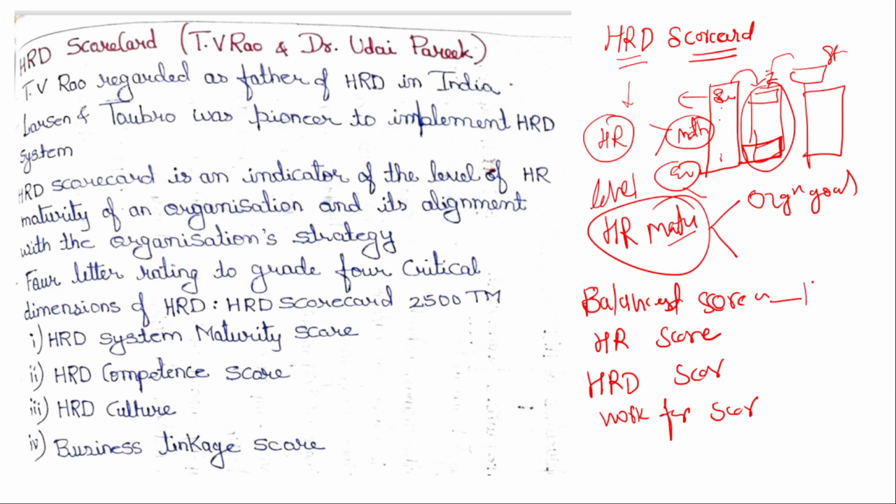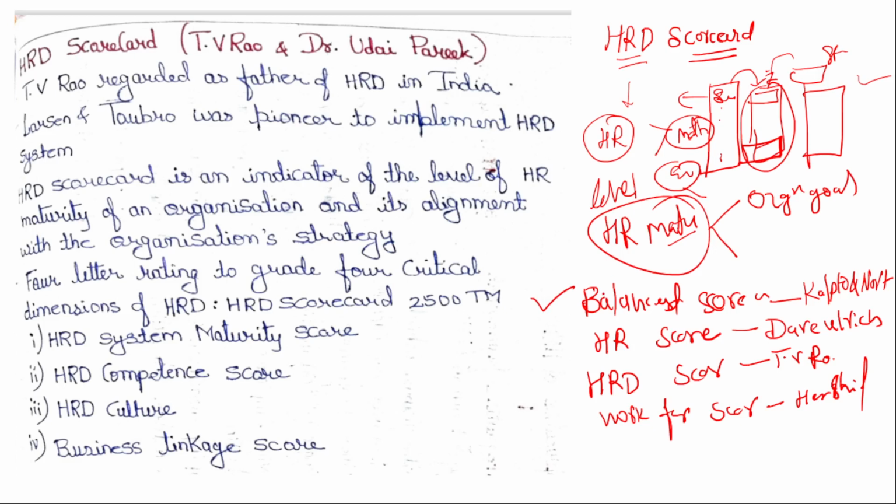The balanced scorecard was given by Kaplan and Norton, authors you need to remember. The HR scorecard was given by Dave Ulrich. The HRD scorecard by TV Rao. And workforce analysis is by Huselid. Okay. Now, what is the balanced scorecard? Just now I explained to you: this complete scorecard, your mark sheet, shows your performance. So the balanced scorecard shows complete business performance.